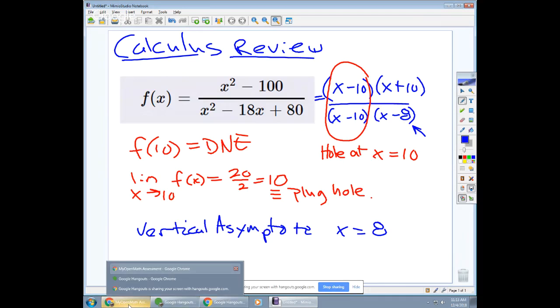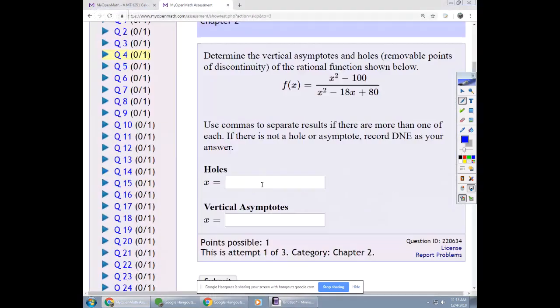There is not a slant asymptote here because the degree of the top and the degree of the bottom are the same. So the hole is the one that's the same, and then the asymptote is the other one? Yeah, the denominator. And this has a horizontal asymptote. As x goes to infinity, it would be the leading coefficients, which would be 1 over 1 or 1.